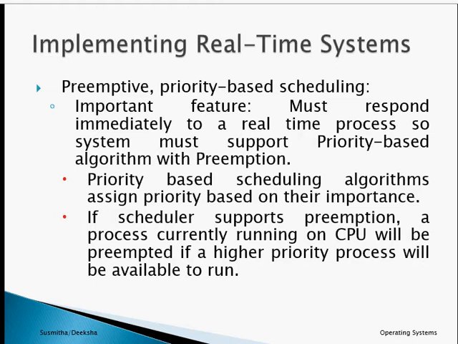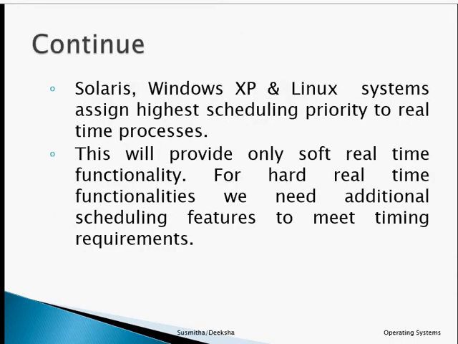Solaris, Windows XP and Linux systems assign higher scheduling priority to real-time processes. They will provide only soft real-time functionality. For hard real-time functionalities, we need additional scheduling features to meet timing requirements.